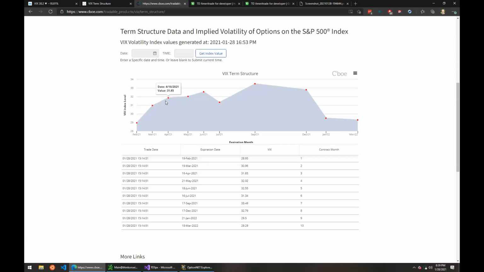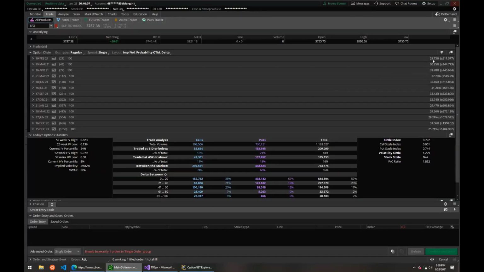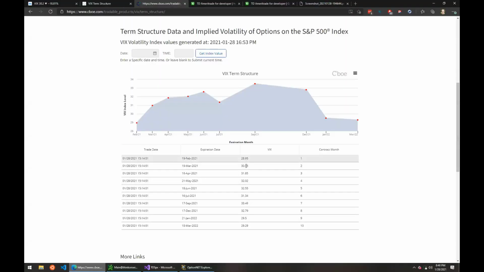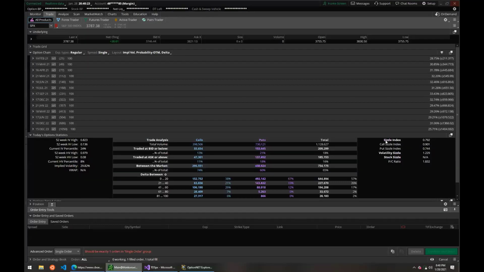Now, if you wanted to see what this data looks like in Thinkorswim, if you pull up Thinkorswim, you can see over here the implied volatility of the various months. These numbers here correlate exactly with these numbers here. So that's what you're looking at: basically these numbers, but in a chart format on CBOE, which is a free website that anybody can use. Now, if you hit /VIX and go to product details, you can actually see a yield curve.